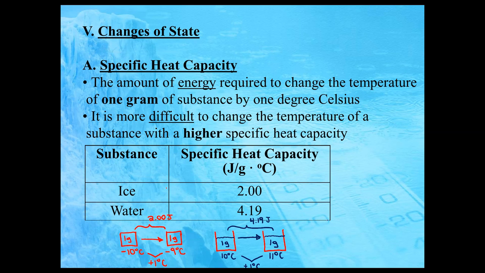And it turns out that the higher the specific heat capacity of a substance, the more difficult it is to change its temperature. So if we look at our 2 examples, we have ice at 2.00, and it has really funky units, joules divided by grams times degrees Celsius. And we have water, which has a higher specific heat capacity. It would be a lot more difficult to change the temperature of water in comparison to the temperature of ice. Why? Because you have to put more energy into doing it.